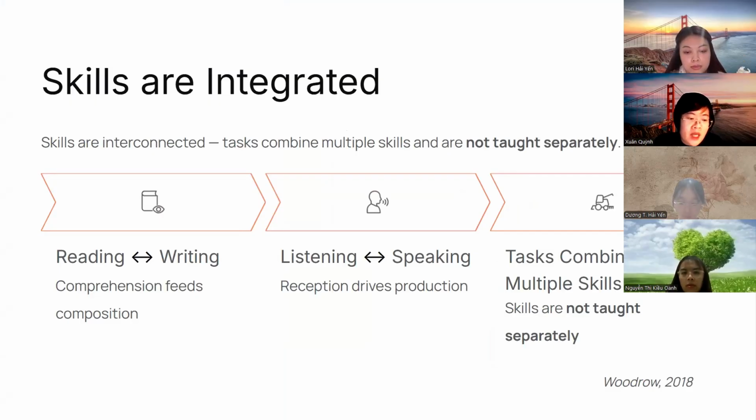In real communication, skills are always connected. For example, reading is often followed by writing, and listening is often followed by speaking. Therefore, ESP tasks usually integrate multiple skills instead of teaching them separately. Next slide, please.